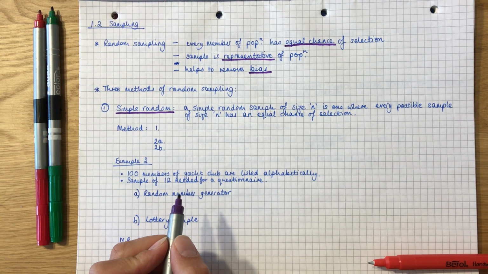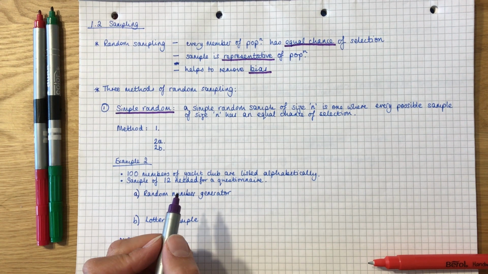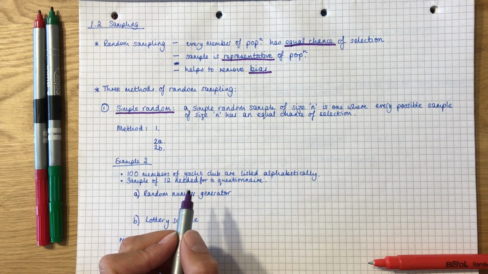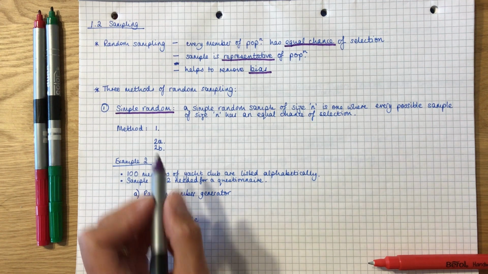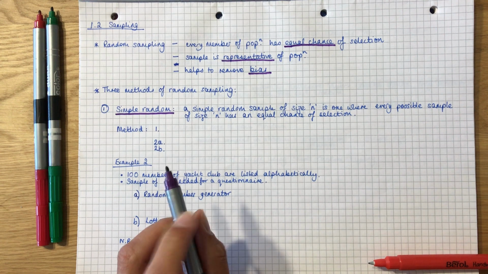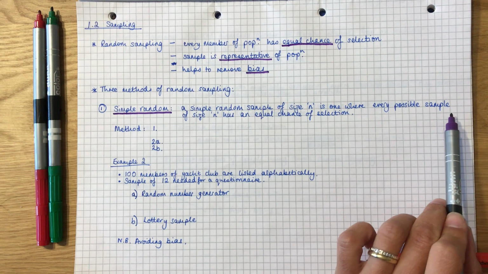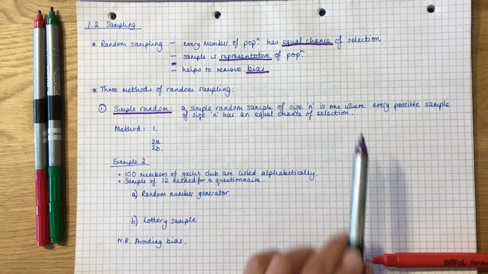A simple random sample is one where, if you were to take a sample of, say, size 5 out of a population, a simple random sample would guarantee that every possible sample of size 5 had an equal chance of being selected. So let's say there are 10 units in the population. There are quite a number of ways of sampling 5 of them. In a simple random sample, every single one of those ways has an equal chance of being selected. So we say that more formally like this: a simple random sample of size n is one where every possible sample of size n has an equal chance of selection.